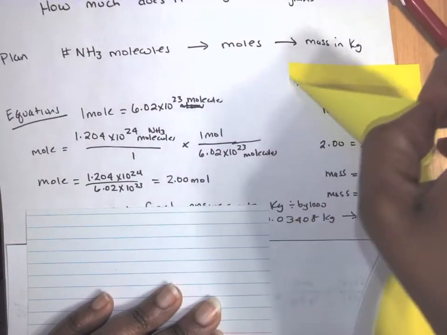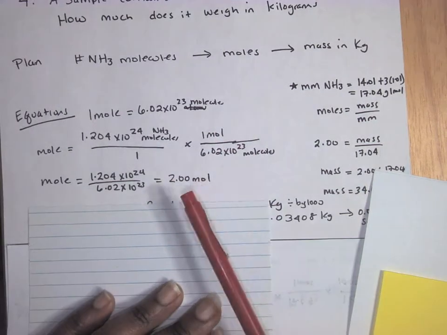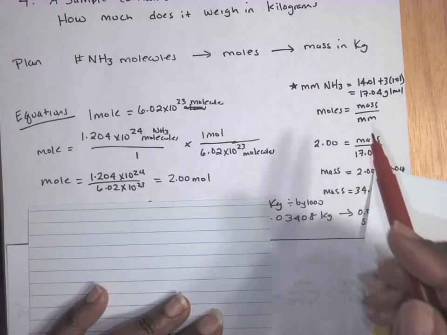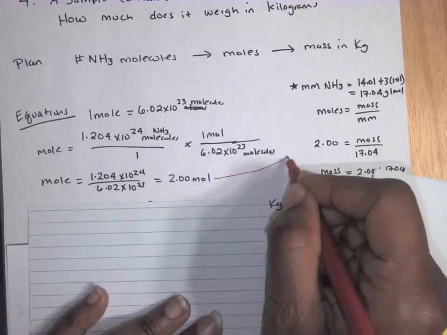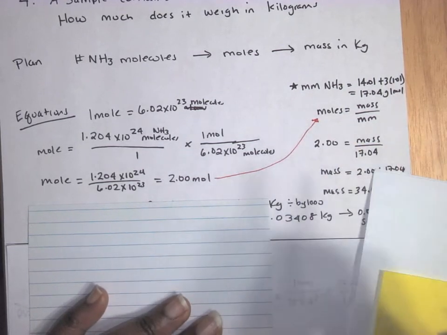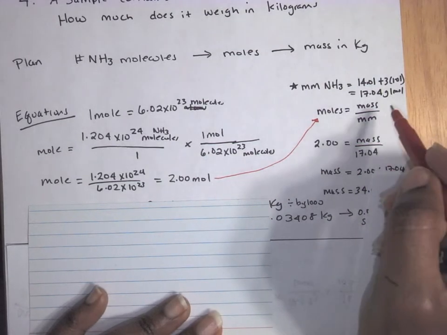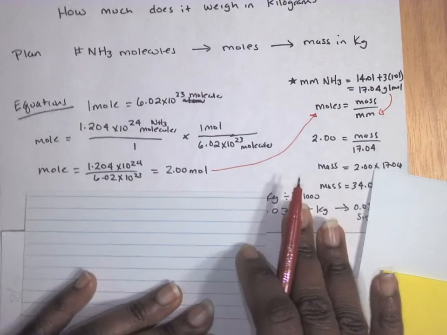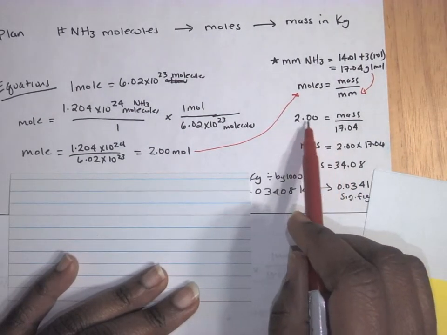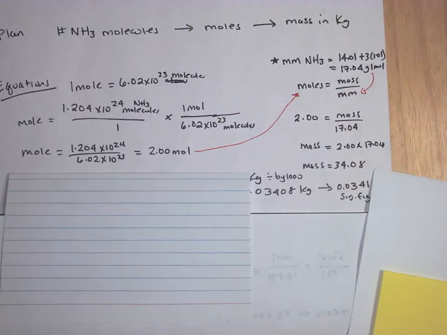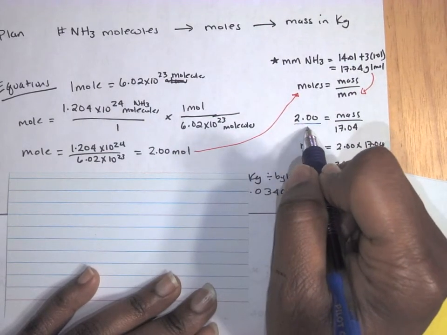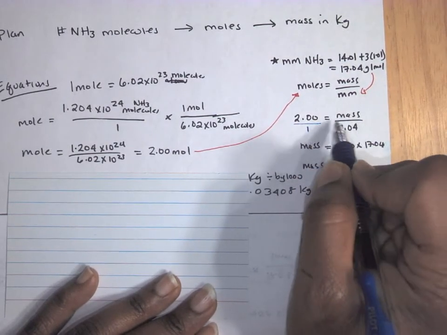Now the next step. We want to convert from moles to mass. So to do that, we're going to use moles equal to mass over molar mass. My moles, I've solved for that already. It's 2. So that 2 gets plugged in there. And my molar mass, I solved using the periodic table. So that goes here. And that gives me this equation, 2 equals mass over 17.04. So to solve for my mass, now I'm going to use cross multiplication since I have a fraction next to an equal sign.